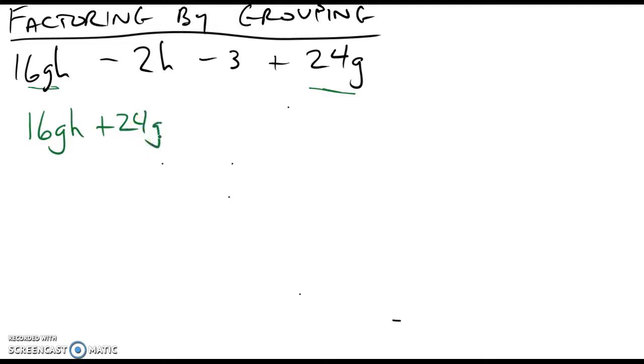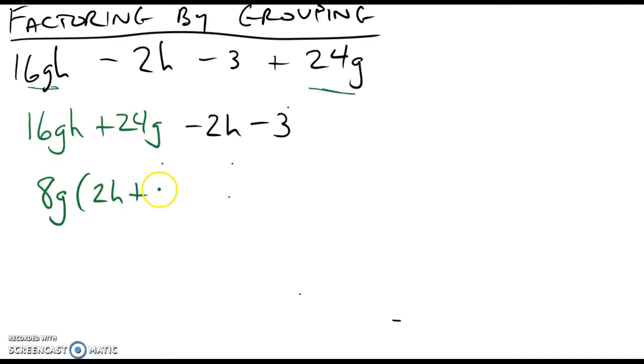24G. And now I'm beginning to see what's going on. And minus 2H minus 3. Okay, now I can see what's going on. So what's the GCF for these two terms in green here? The GCF is 8. 8 goes into both of those, and there's a G in both of those. And what do I have left?